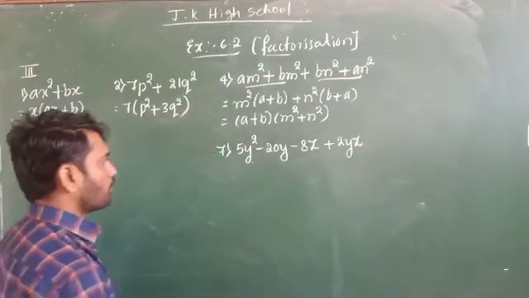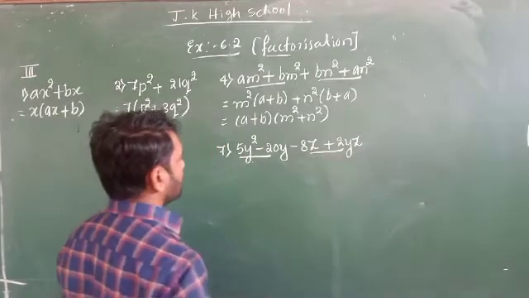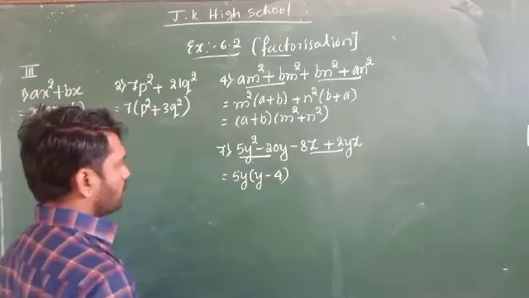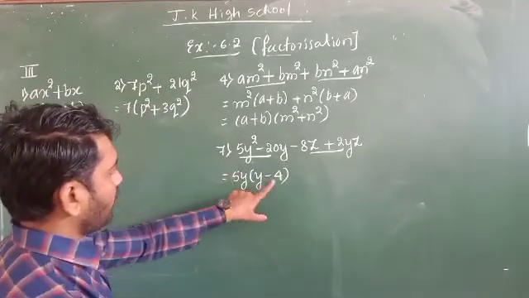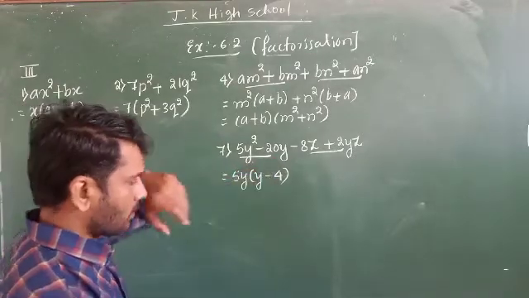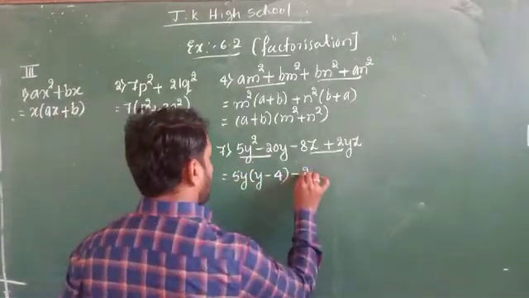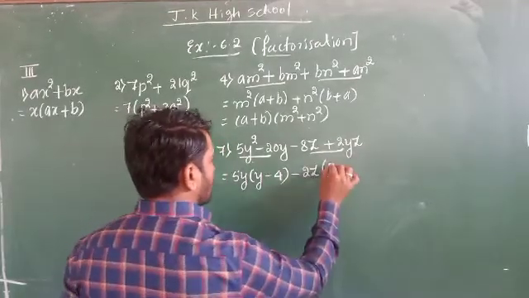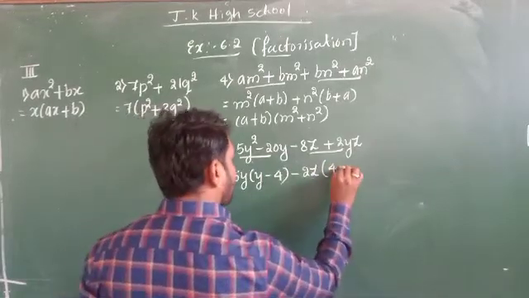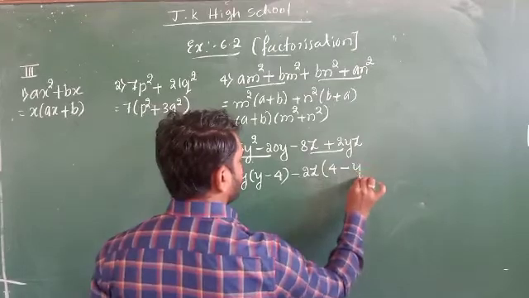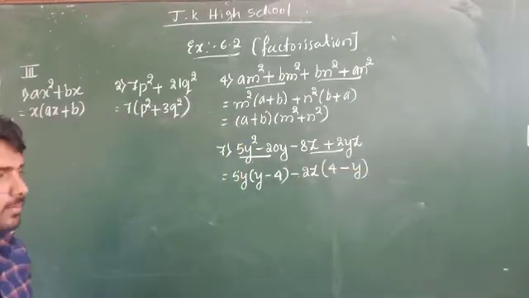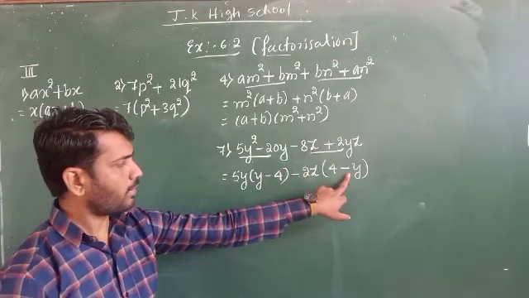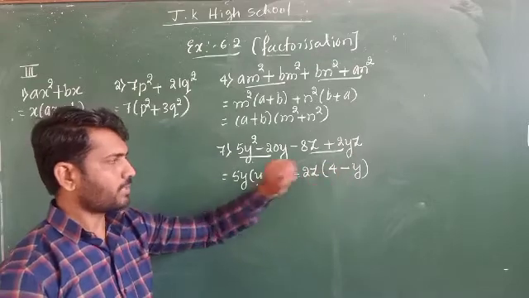So make the groups. First group, this is the second group. In the first group, 5y is common, y minus 4. Because 5y times y is 5y square, and 5 4s are 20. Correct? Here, take minus 2z, because z is there on both sides. 2 4s are 8, minus into minus plus, and the remaining is y. 2z into y means 2yz.